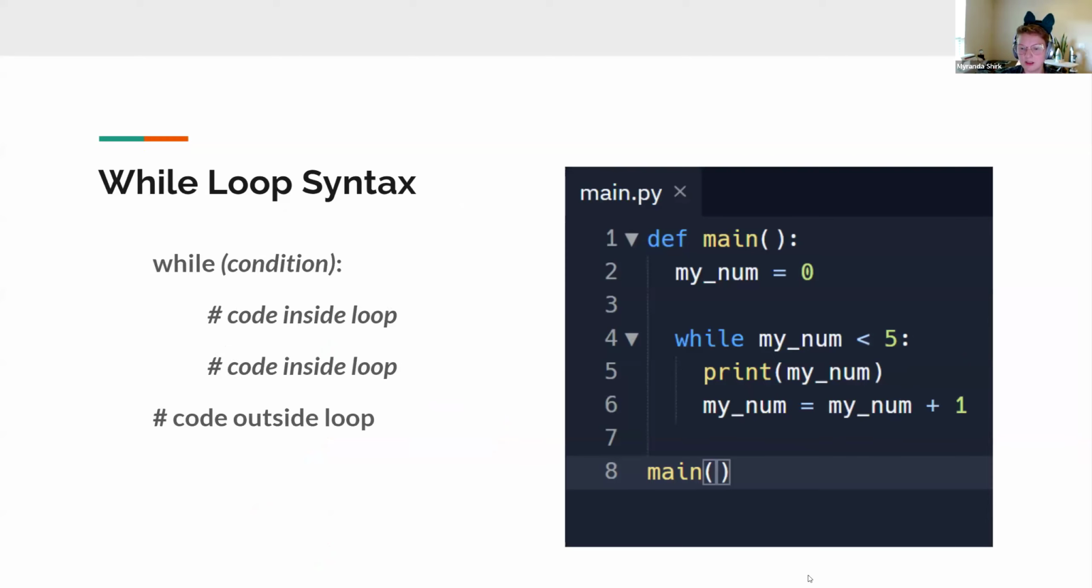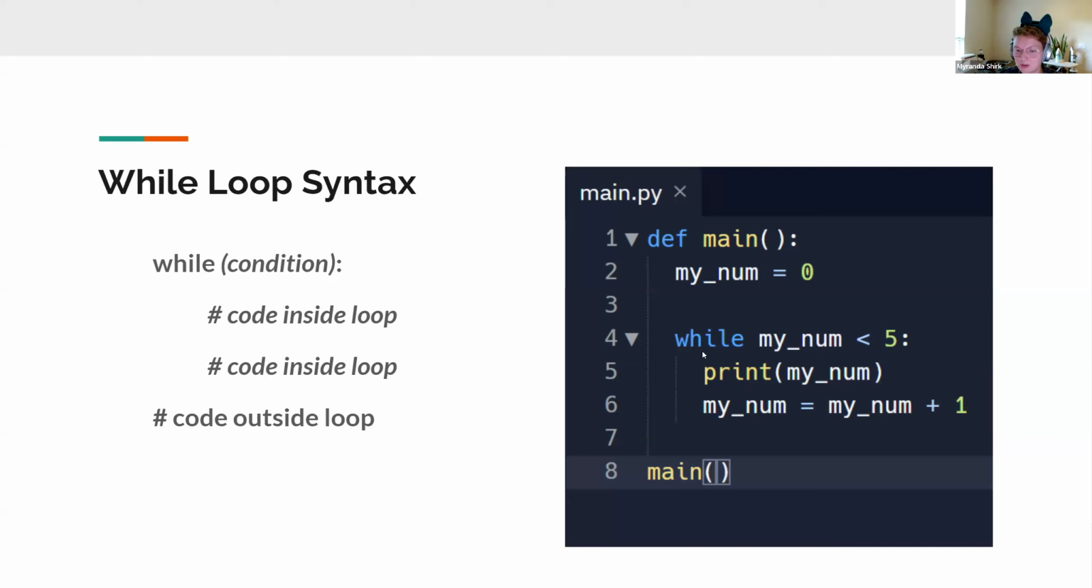So here's an example. I have my num equals 0, while my num is less than five. So that's the while keyword, that's going to start a while loop. My num is less than five, that's our condition. So while this variable is less than five, print the number and then increase the number by one.